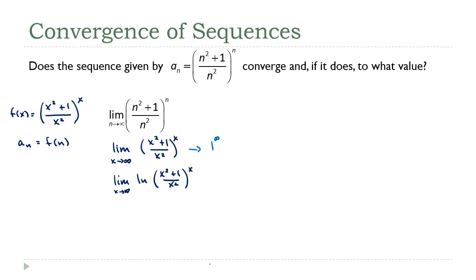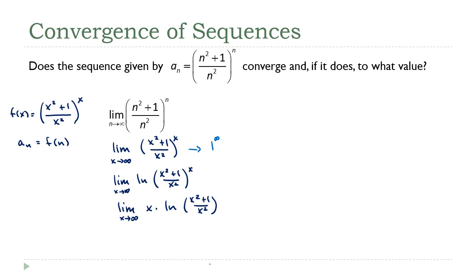And I'm going to undo that. Remember how this process works when we talked about L'Hopital's rule. I'm going to undo that at the very end by taking e to whatever the limit of the logarithm becomes. So if we bring the x outside, this is the limit as x goes to infinity of x times the logarithm of x squared plus 1 over x squared.